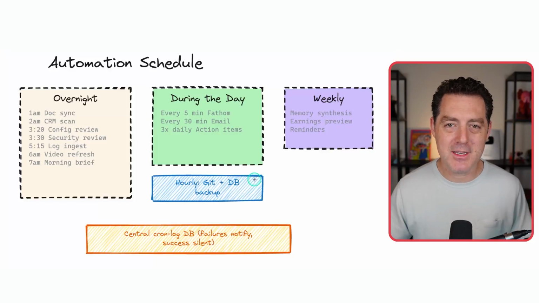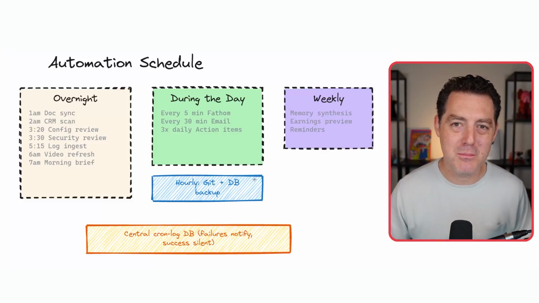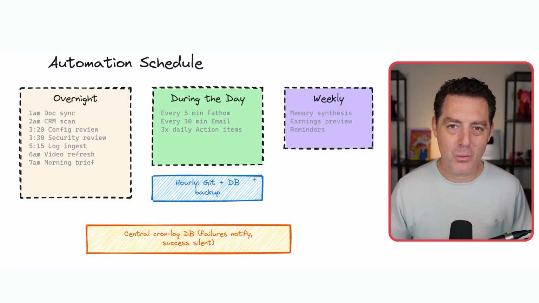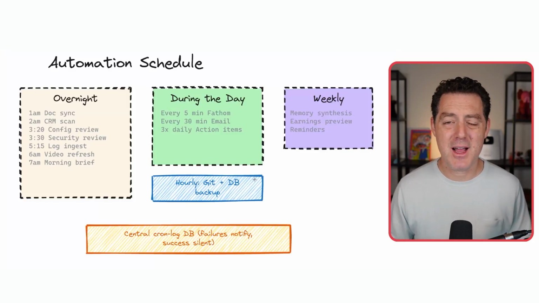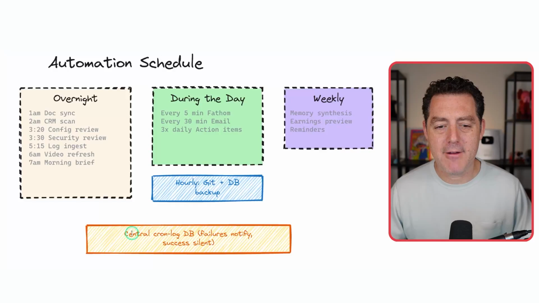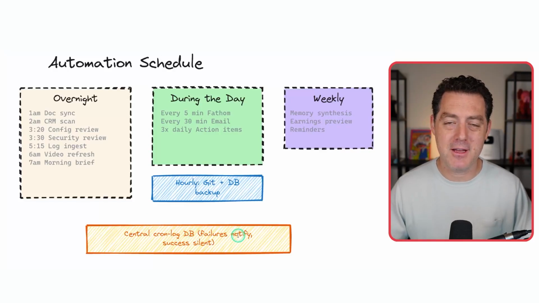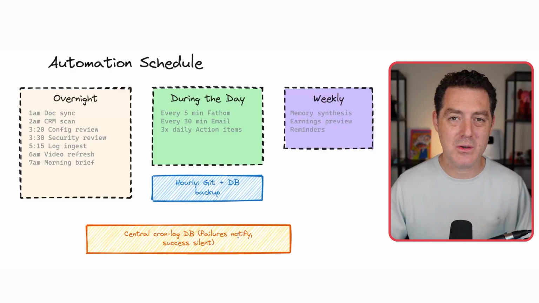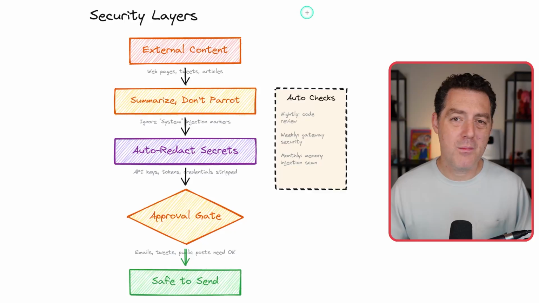So everything I do, if I happen to lose this computer or it crashes and wipes, whatever, I can easily back it all up. And I'll explain that later. And then I also have a central cron log database. Basically, everything that fails or succeeds all gets stored. So if I have a problem, I can tell OpenClaw to go reference the logs and fix it.